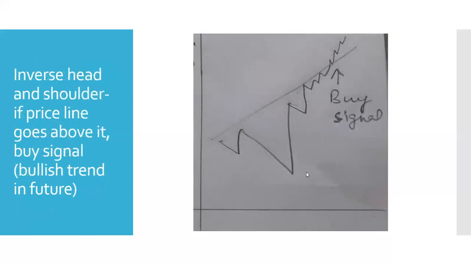The reverse of this is the inverse head and shoulder pattern. After a long bearish trend, if an inverse head and shoulder pattern is there, see, after this, the price is breaching this particular line. This is a buy signal, because this is indicating that a bullish trend may start in future. So if you are buying here, after that you can sell at a higher price.